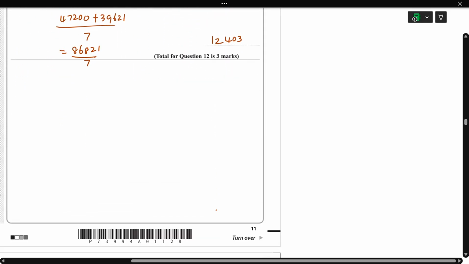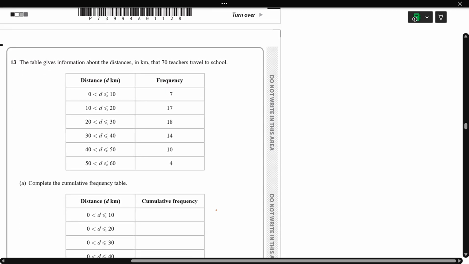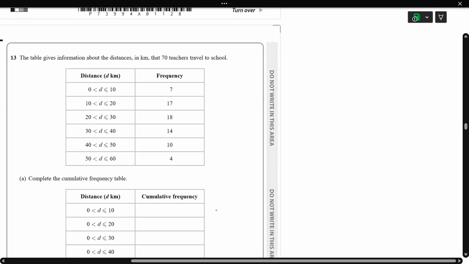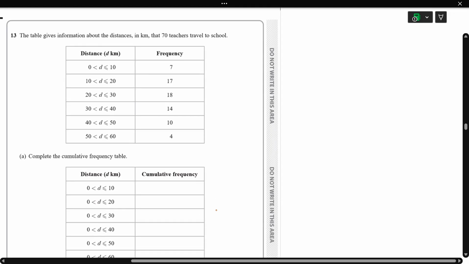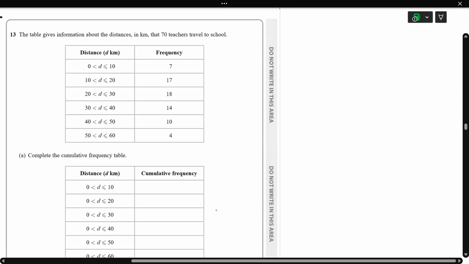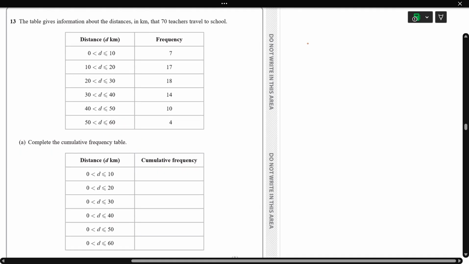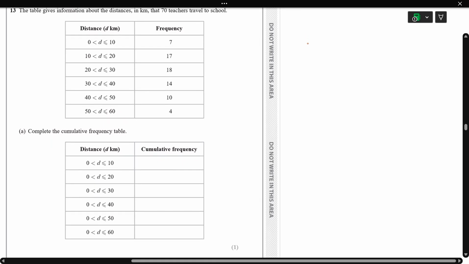Okay, the next question, the 13th question. The table gives information about the distance in kilometers that 70 teachers travel to school. 0 to 10 kilometers, 7. All the details are given. Next we need to find the first part, so we find the cumulative frequency.